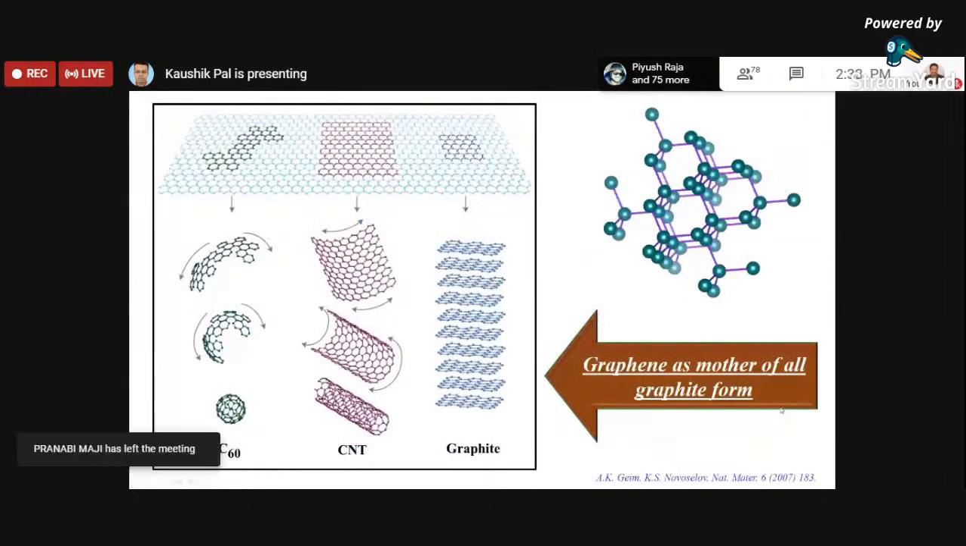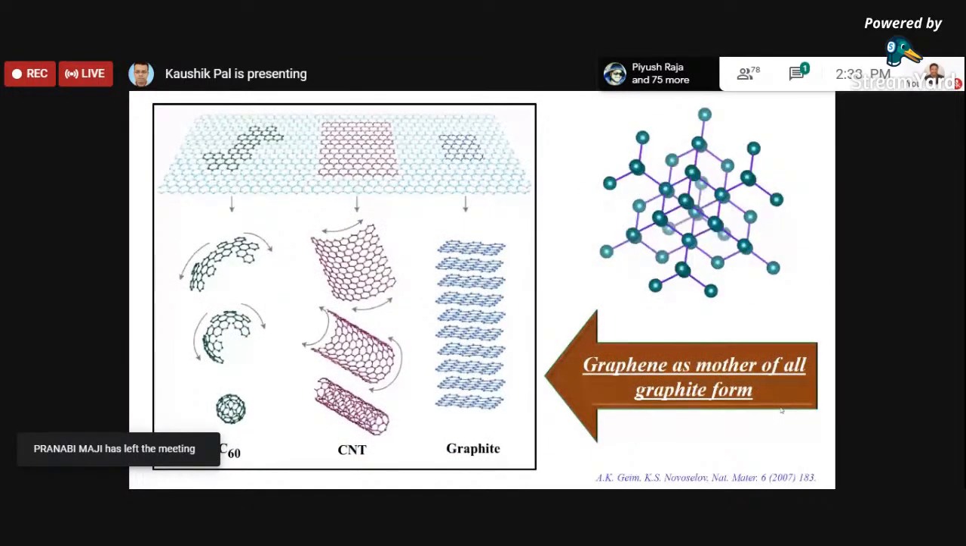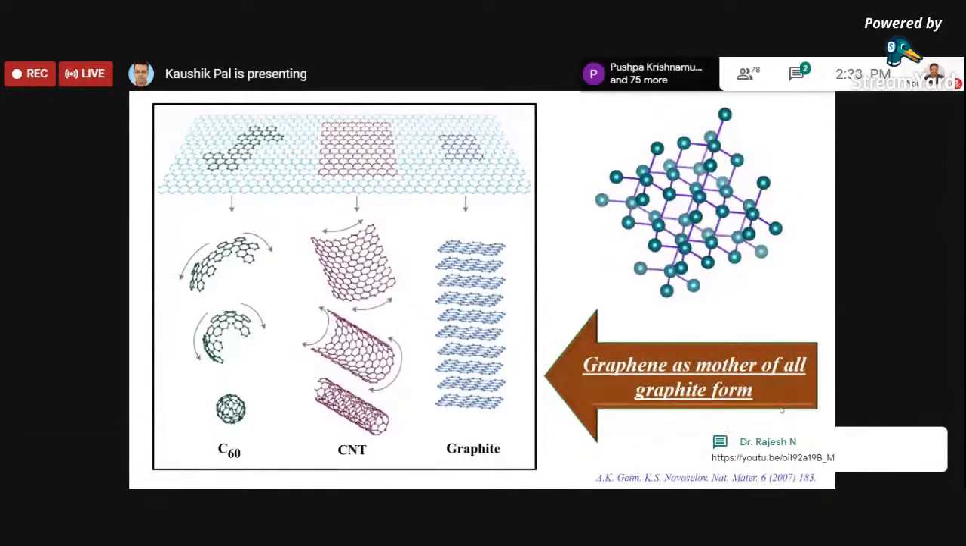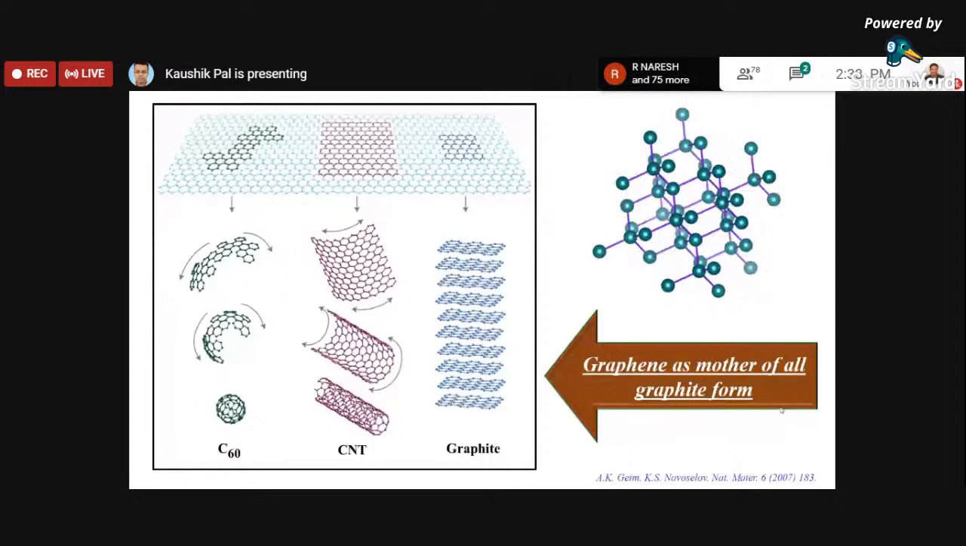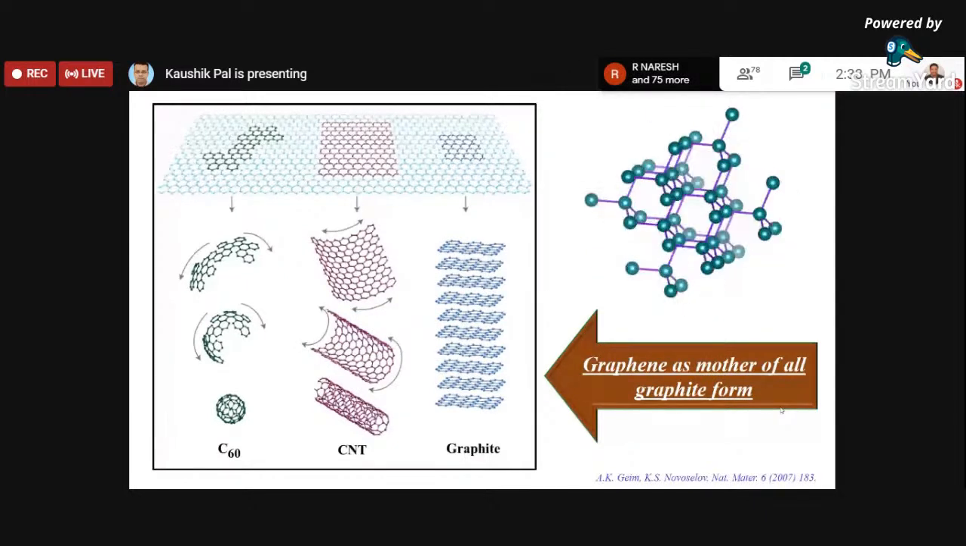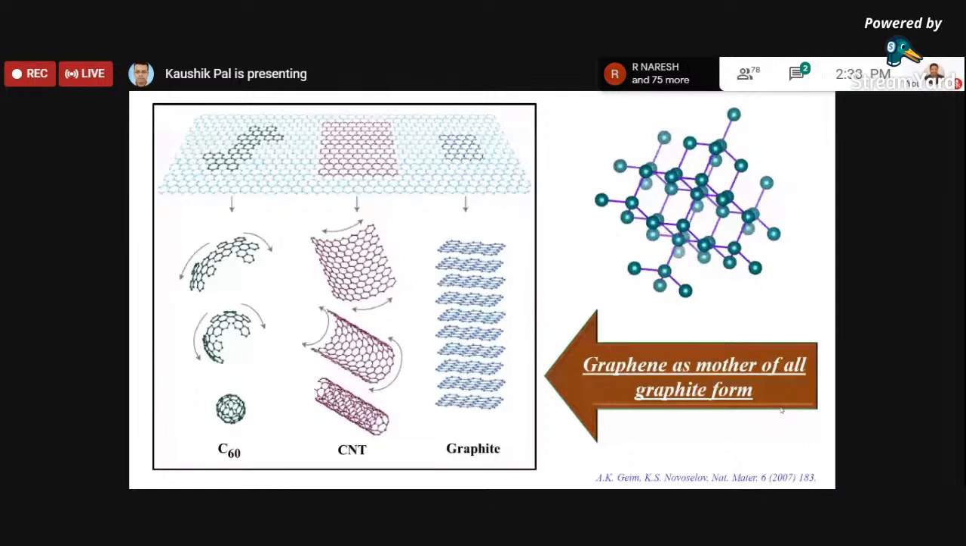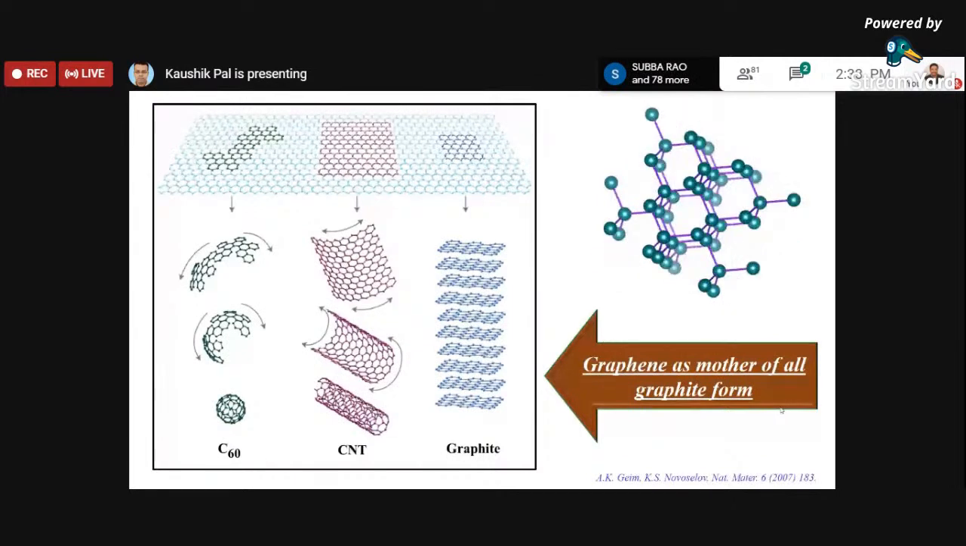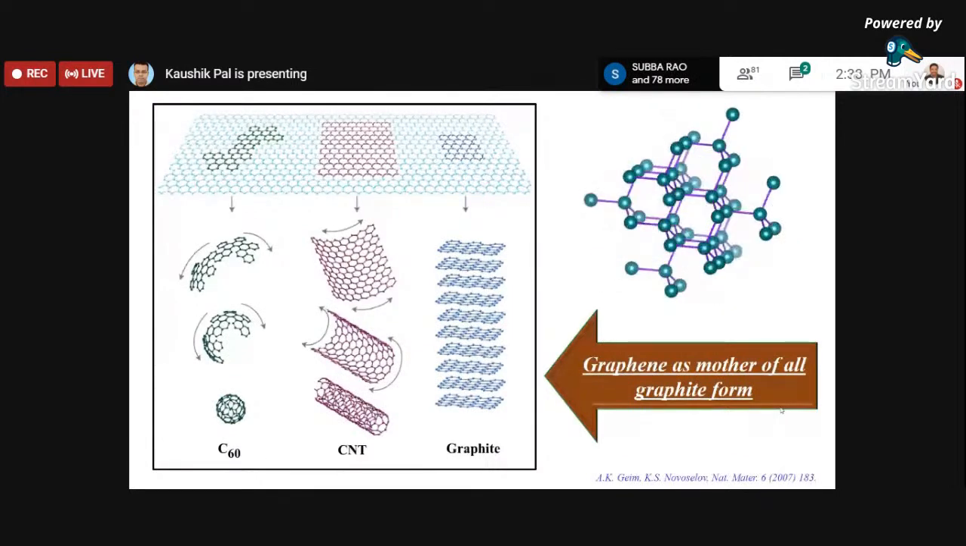Now, generally people say that graphite is the main thing from which we get all the others. But actually, Professor Geim and Professor Novoselov, who are the inventors of graphene, say that graphene is the mother of all graphitic forms. If you have a single sheet and make it into a ball, it will form the C60 or Fullerene. If you wrap it, it will form the carbon nanotubes. If you take many pages and stack them together, it will form the graphite. So graphene, a single layer, is basically the mother of all the graphitic forms.